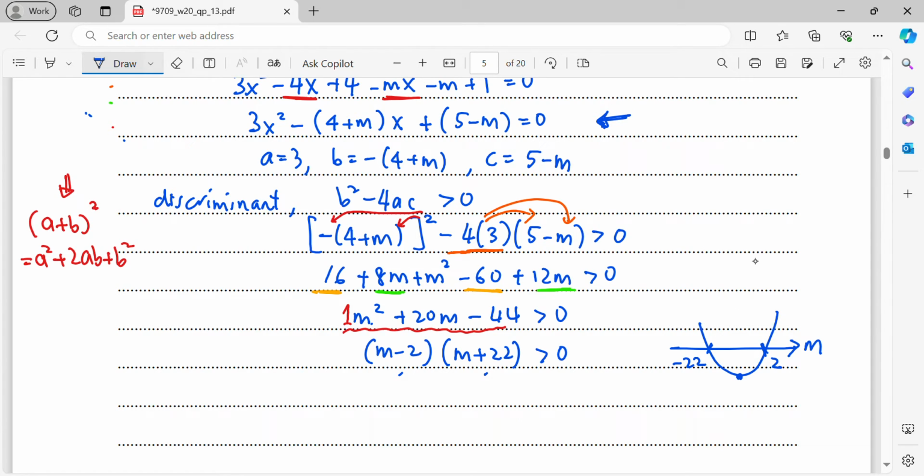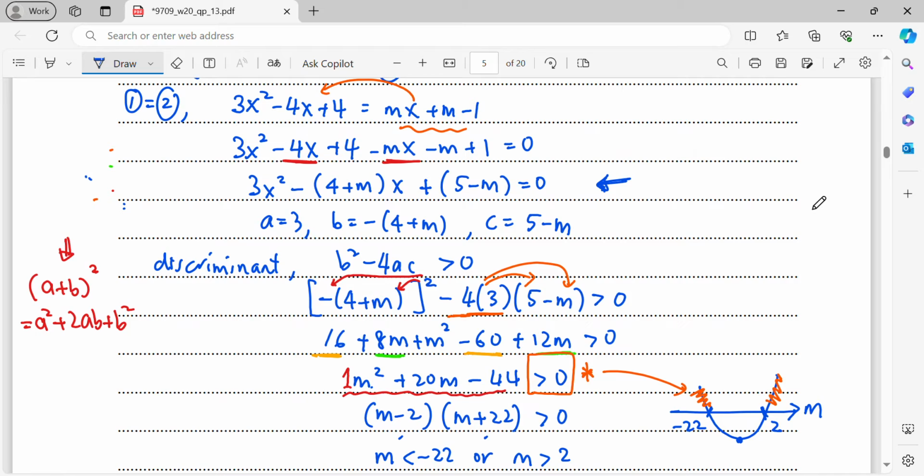Now, for the final answer, refer to this inequality. Because of more than 0, my region will be above the m-axis. Therefore, I will accept my m which is less than -22, or my m is greater than 2. So that's the solution of these m values.